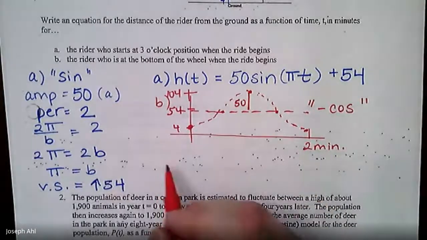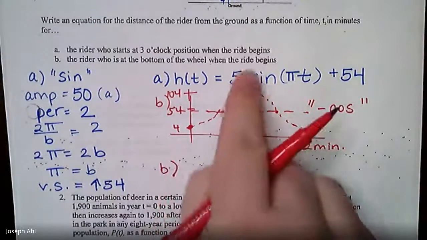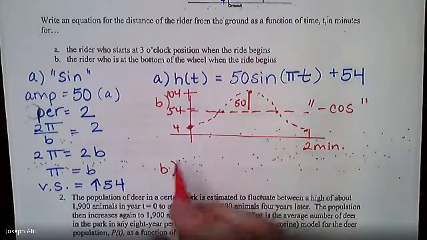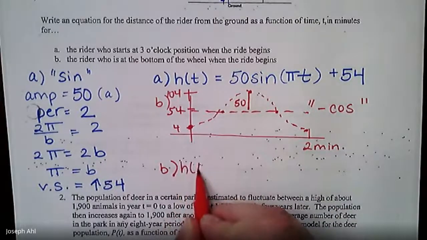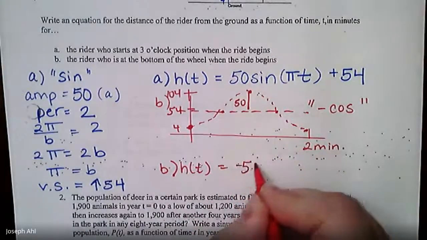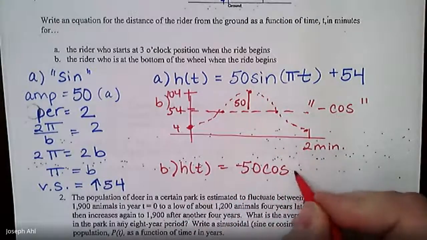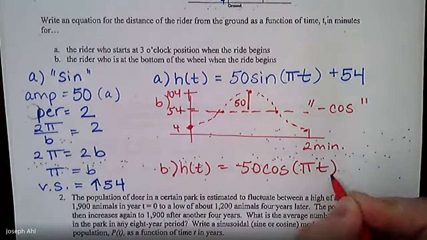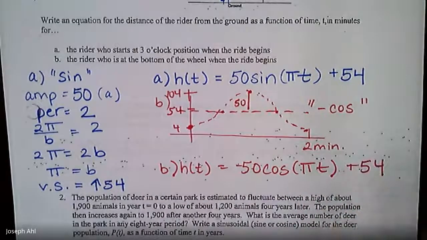So based on all of that, let's see if we can just make some minor adjustments to part A and write it in terms of a cosine curve. So for part B, I'm going to say h of t equals, remember it's a negative cosine curve, so let's do negative 50 cos of, still the same frequency of pi t, and then put a plus 54 at the end.